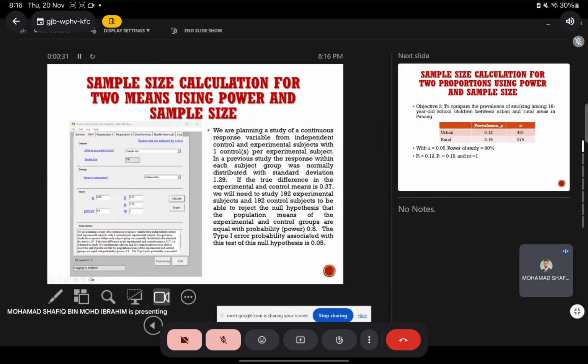And this is the pooled standard deviation that you have calculated, where m equal to 1 means here you want to have equal sample between both groups.